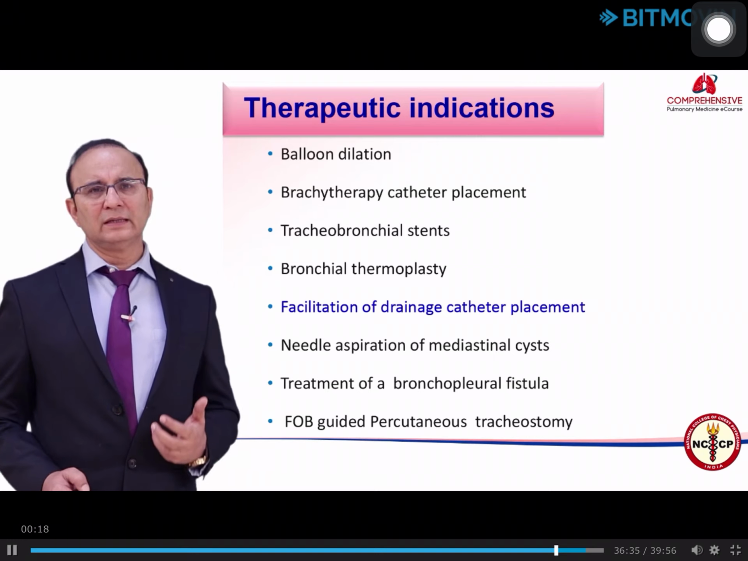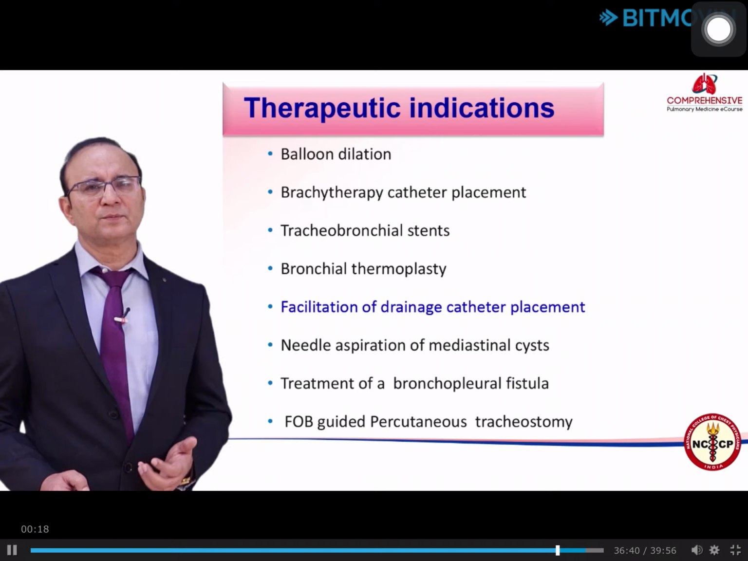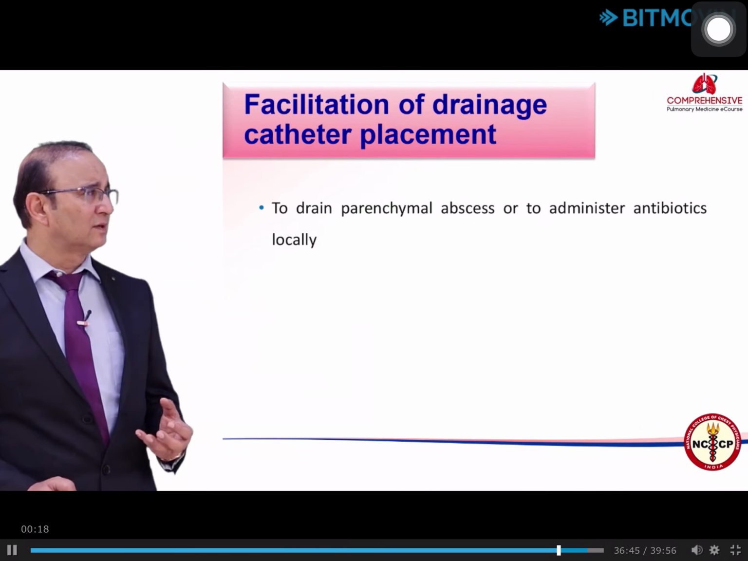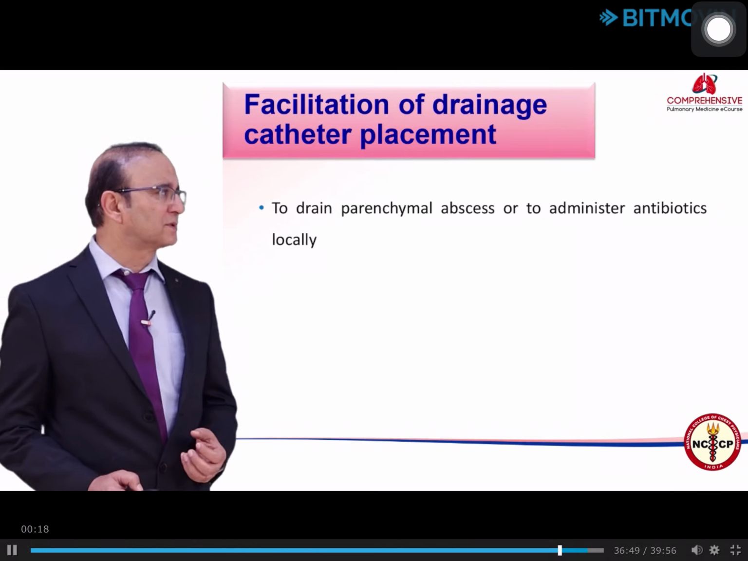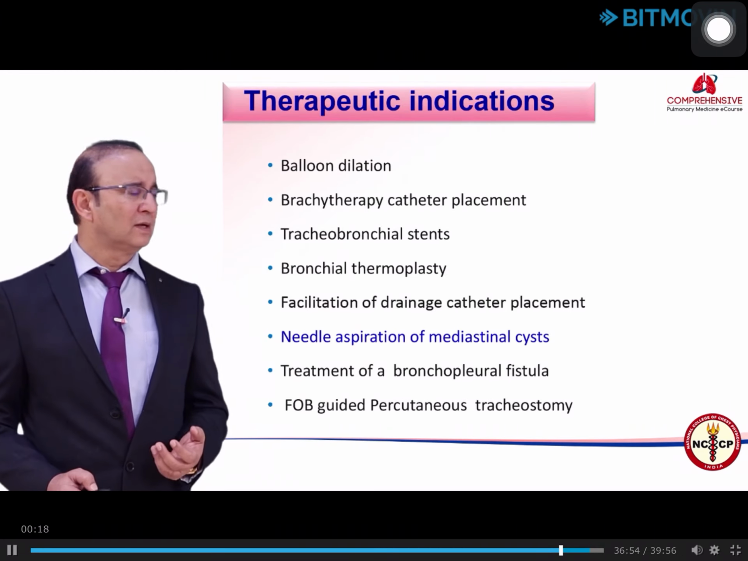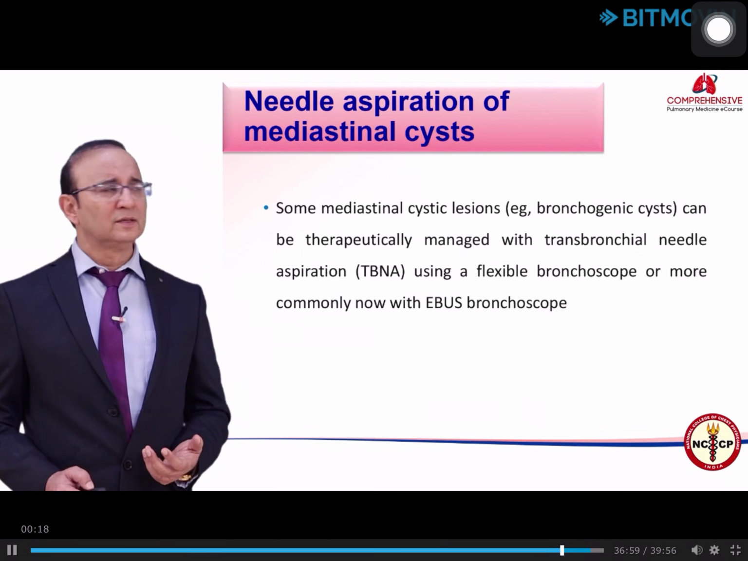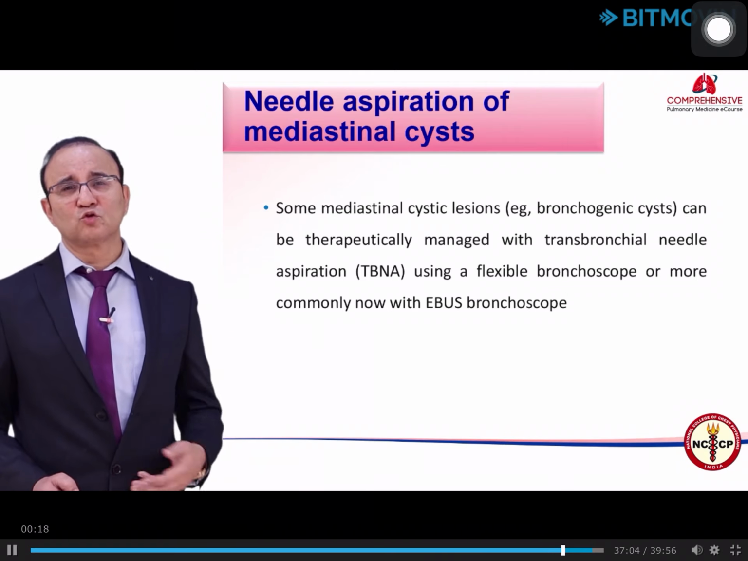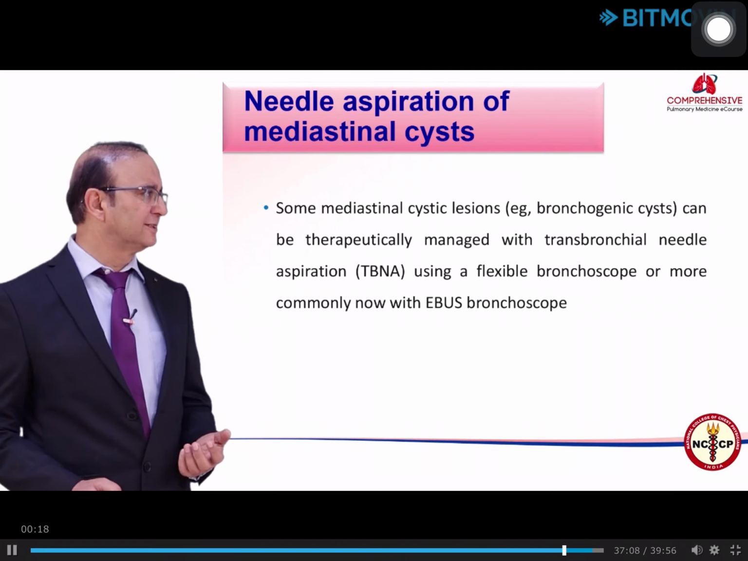Then it is useful for facilitation of catheter placement. Many patients have very large lung abscesses where you could use a bronchoscope to place a catheter into these parenchymal abscesses and administer antibiotics locally. Needle aspiration of the mediastinal cyst is another use, where the EBUS bronchoscope can be used with a TBNA to drain the mediastinal cyst. Not very commonly used, but this can be used in these.